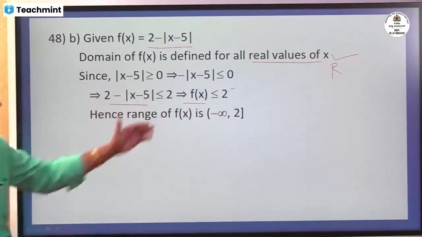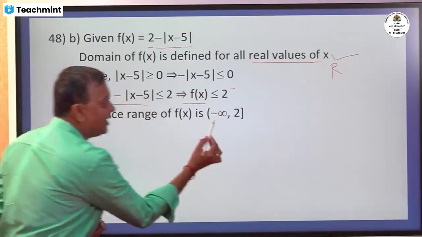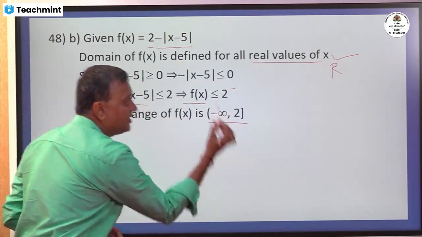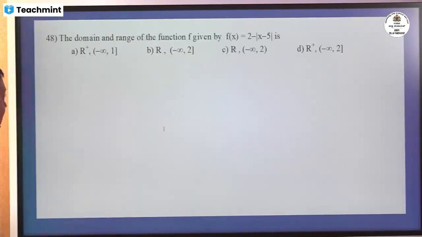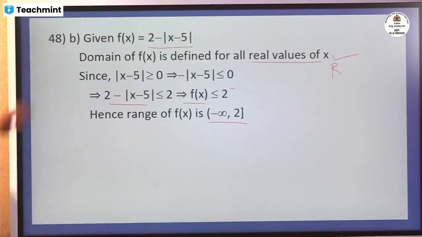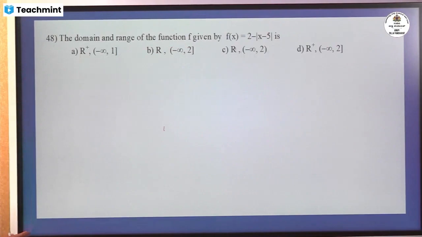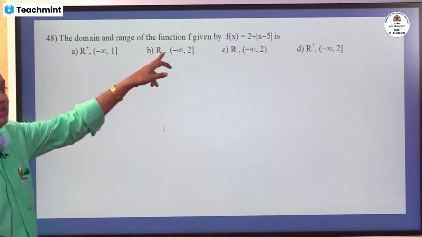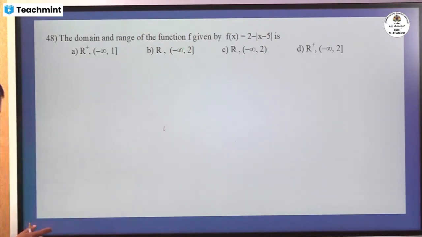So range is less than or equal to 2, that is from minus infinity to 2, 2 is included. This is the range of the function. So next, domain and range, the answer is B, correct? So domain is entire real number, range is minus infinity to 2.